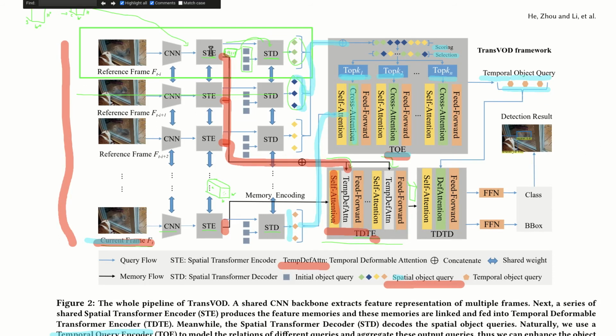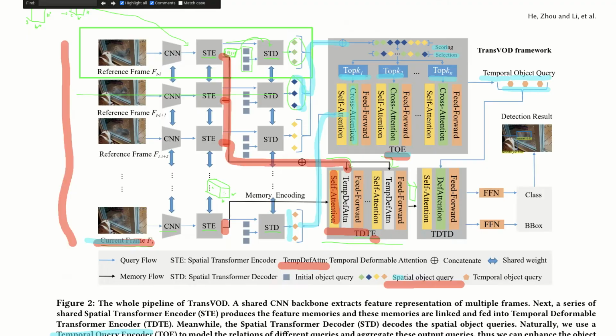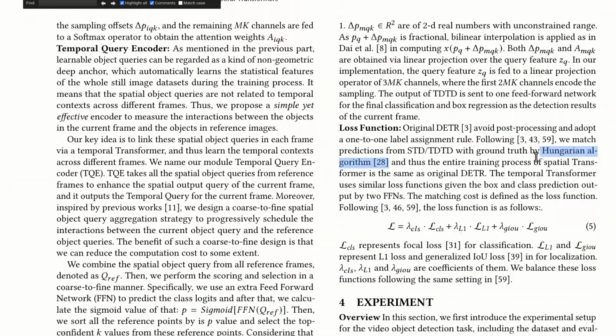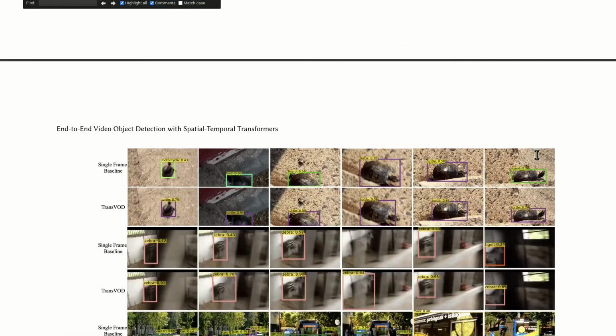The way they train this is strongly based on the original paper of end-to-end object detection with transformers, so there's nothing new to that. We directly jump to some nice examples where this architecture can shine.